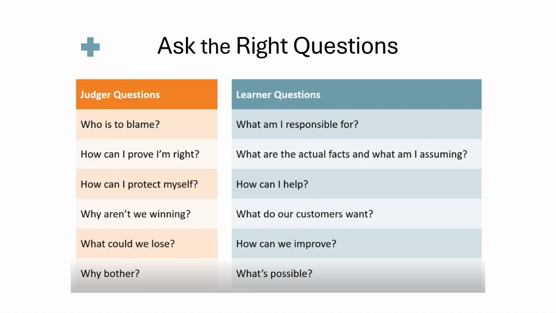This is basically a summary. Maybe take a screenshot. It's pretty good. Judger questions: who is to blame? Learner questions: what am I responsible for? What are we doing? Where are we going? Judger: how can I prove I'm right? Versus learner: what are the actual facts and what am I assuming? And so on. Okay? Think about judger versus learner. And hopefully you are all learners.